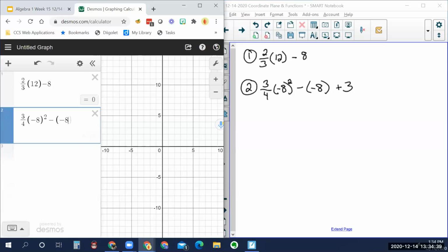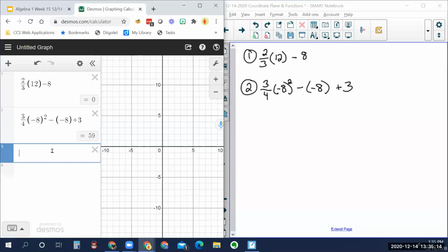parentheses, -8, parentheses, +3. All right, the answer is 59. And if I'm at all concerned, did I enter it correctly? That's what I like about Desmos. I can easily compare this 3/4 over here. Did I put a 3/4? Yep. Then it should be parentheses -8 to the 2nd power, parentheses -8. Yep. Then a minus sign, then another -8 in parentheses. Yep. Then a +3. Okay, I got it all. So that's really helpful with Desmos, being able to enter it and see what you entered.